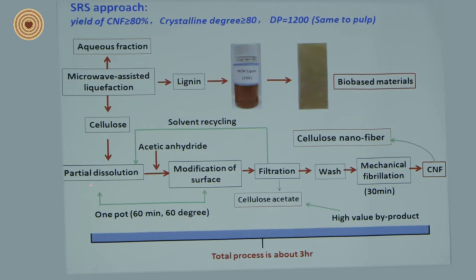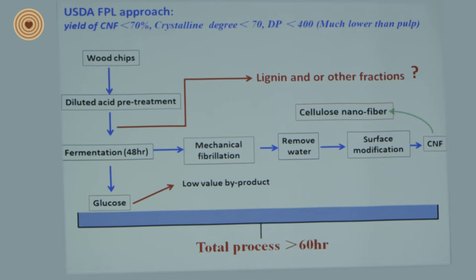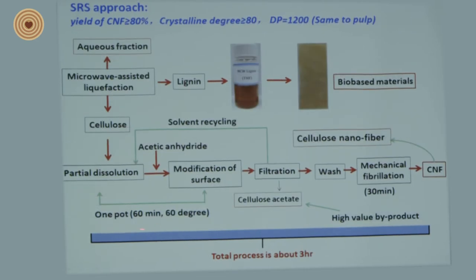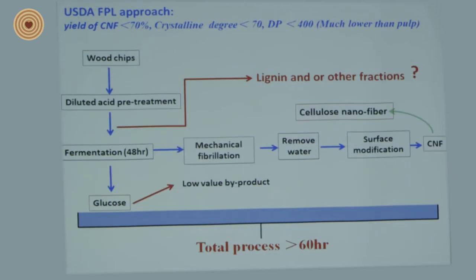So we study on the thing there to make it over there, and then they do it in 60 minutes at 30 to 60 degrees, and then they can convert it to nanocellulose very quickly. But if I compare to the FPL approach, they will take almost 60 hours. On the other process, we do it in 60 minutes, and compared to this one, it's going to be that.